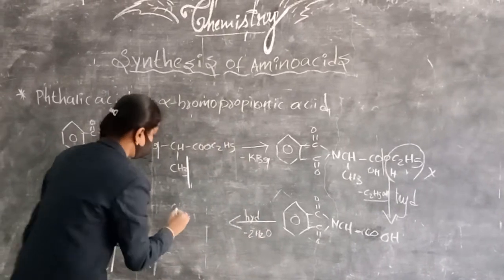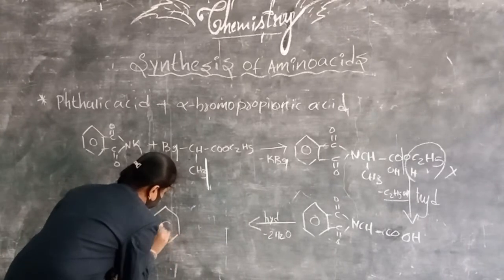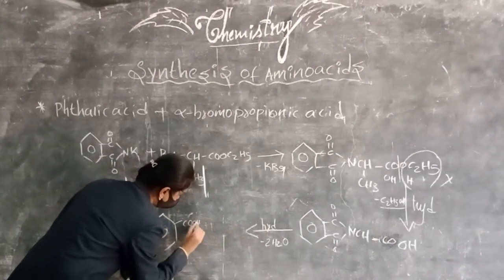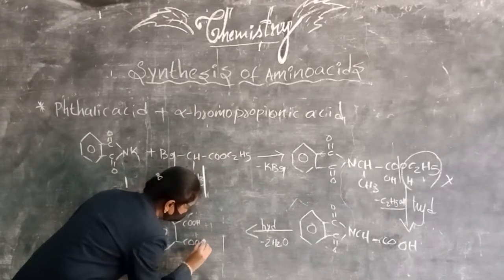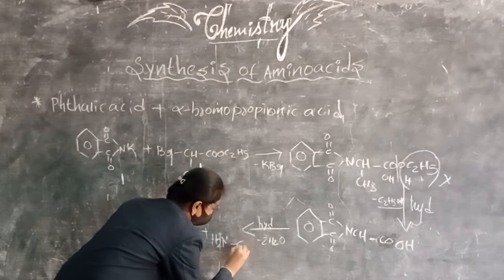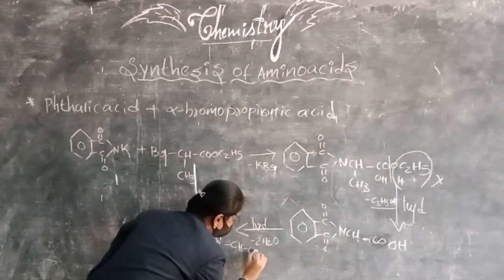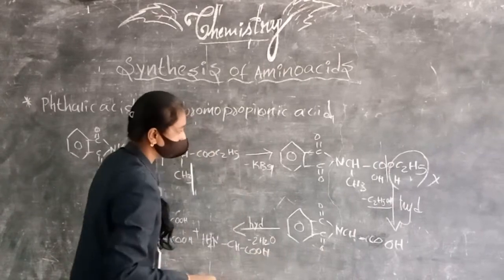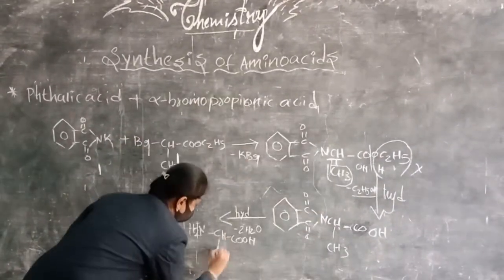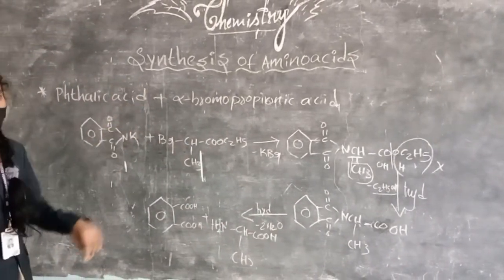This product again undergoes hydrolysis with 2 moles of water. We get one addition product, that is phthalic acid. And also we get alanine, H2N and CH, COOH, and here also we get CH3. This is alanine. It is one of the amino acid products.